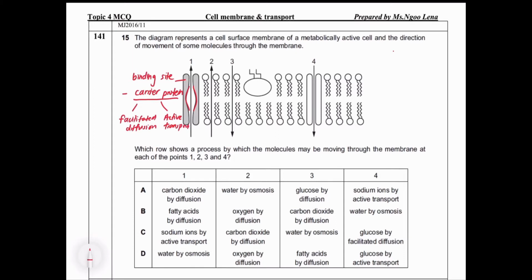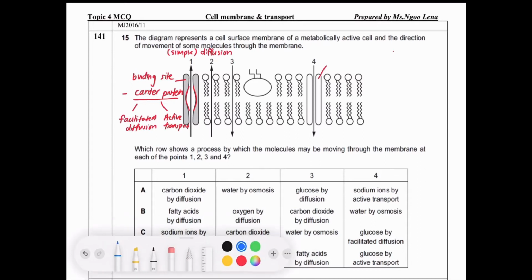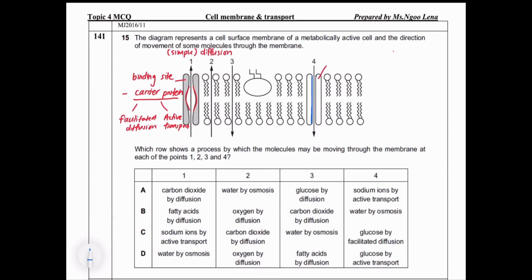And number two, we see that the transport penetrates through the phospholipid bilayer, indicating that this is a diffusion, simple diffusion. And number three is also a diffusion, but it's in the opposite direction. And number four, it is a protein, and since this particular protein has a hydrophilic pore where it's fluid filled, this is definitely a channel protein. And channel protein is definitely involved in facilitated diffusion.